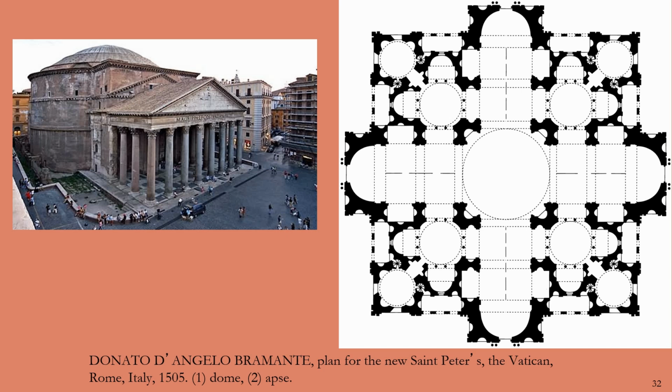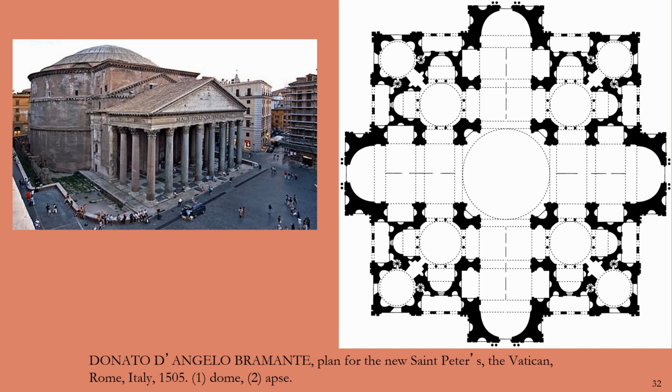Bramante was also asked to design a new basilica for St. Peter's. St. Peter's is the main basilica of the Pope in Rome, and by this point it was over 1,000 years old. Initially the desire was to remodel it, and then eventually that turned into, well, let's just tear it down and build something new.